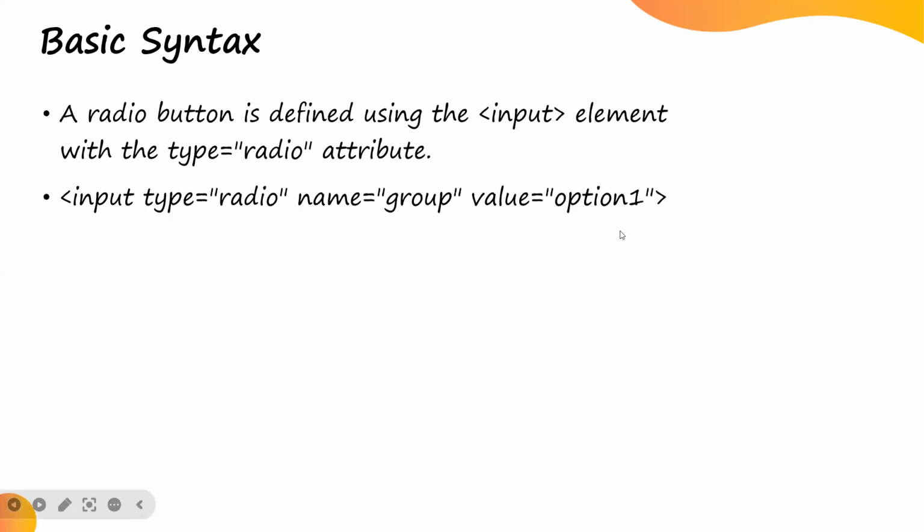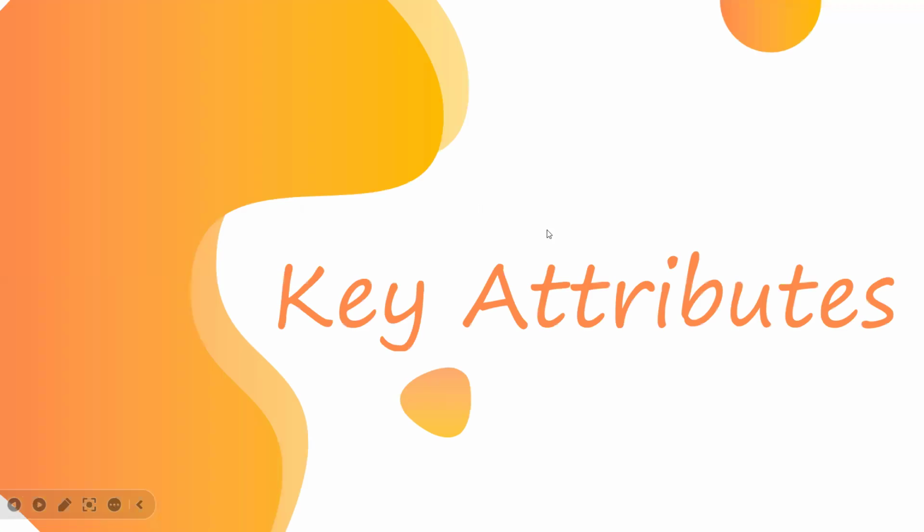All right. So now, what are the key attributes of a radio button? The first one is the type. This is an attribute of it, and it has to be radio. It specifies the input is a radio button. So wherever you see an input element and the type is radio, that means it's going to be a radio button. We are going to see how it looks.